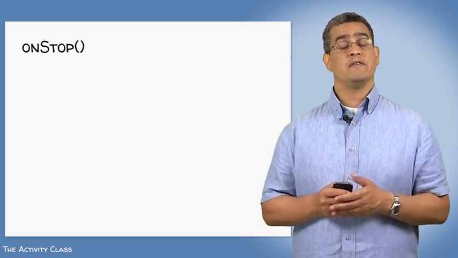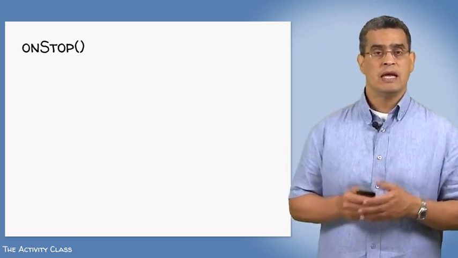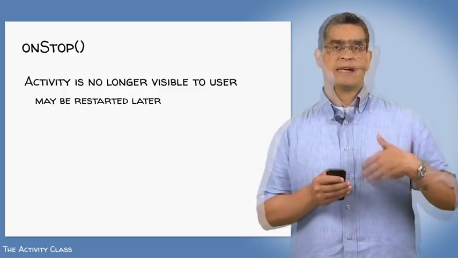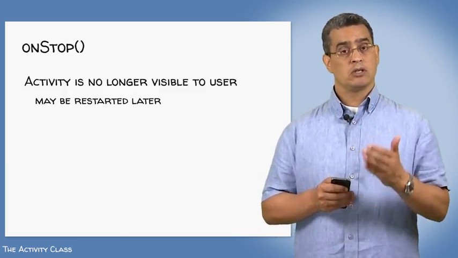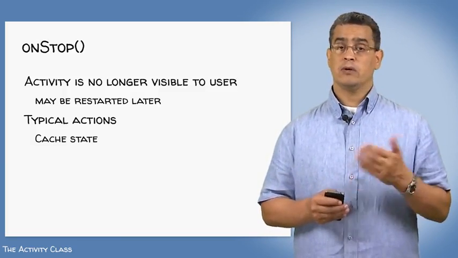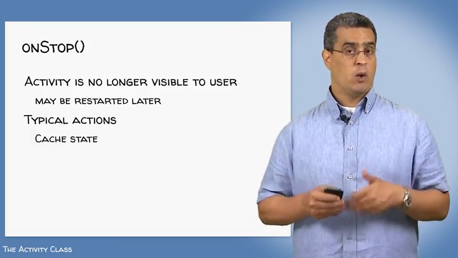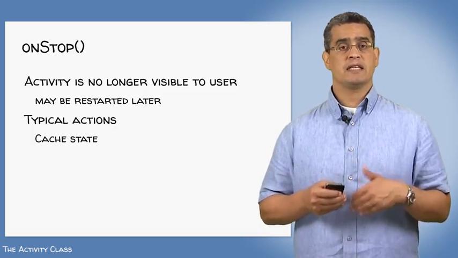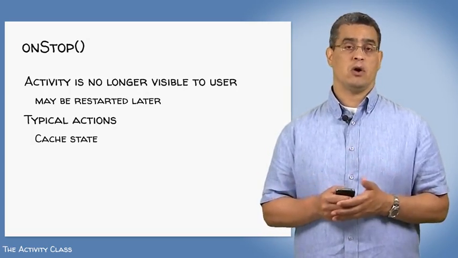OnStop is called when the activity is no longer visible to the user. At this point, it's possible that the activity may be restarted later. So some typical things to do here include caching activity state that you'll want to restore when the activity is later restarting and OnStart is called.